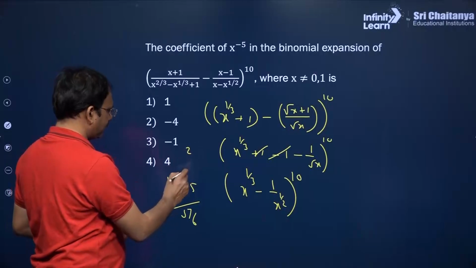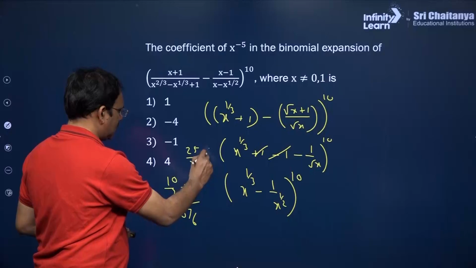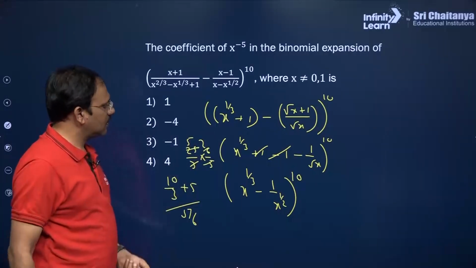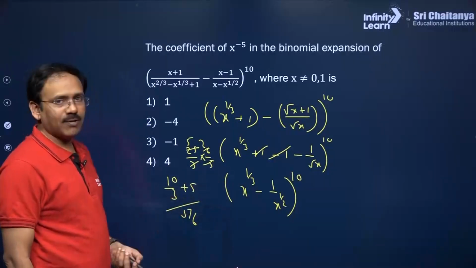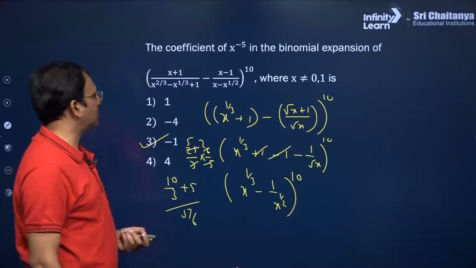15 plus 10, 25 by 3 into 6 by 5, my dear friends. 3 2 times, 5 2s are 10. So the answer is going to be 10C10 into 1 power 0 minus 1 power 10, which is going to be minus 1, my dear friends. Simple standard previous question it is.